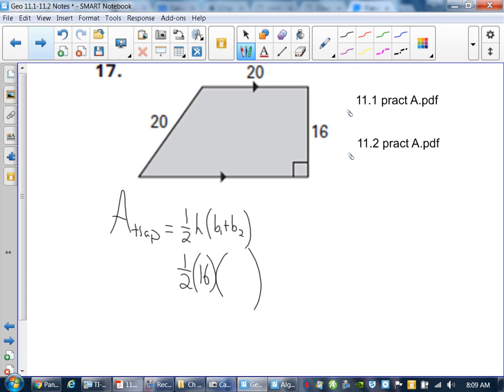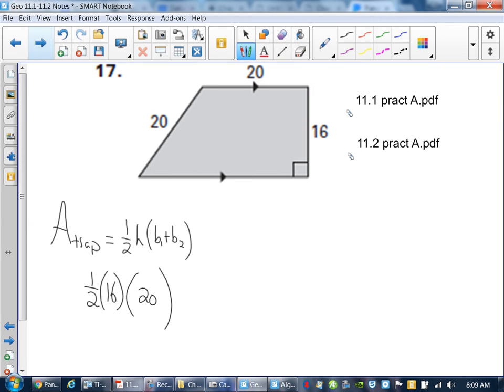What are my bases though? One of them's 20. But we have to figure out the other one. Let me move this one down. So here's what happens. What it forces you to do is that you know from here to here has to be 20. You okay with that? And if I draw that in, what's that height on that side? 16. Yep. And then you get Pythagorean theorem to find out that other chunk.